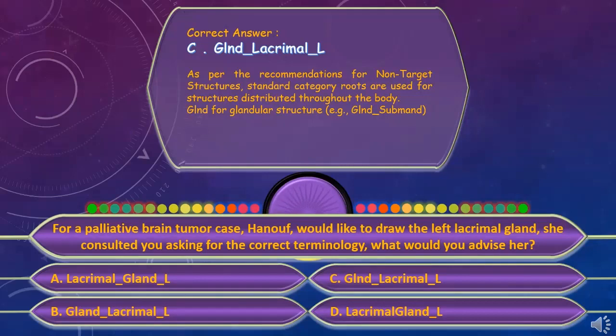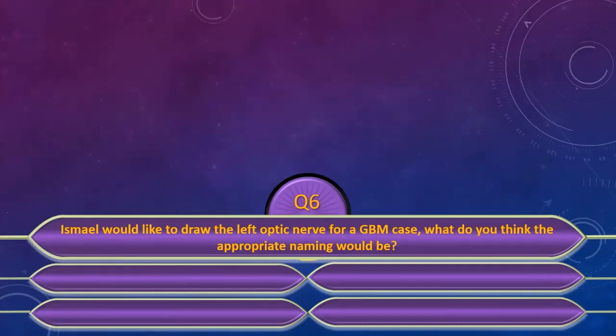Okay, let's move on. Ismail would like to draw the left optic nerve for a GBM case. What do you think the appropriate naming would be? Concentrate, please.